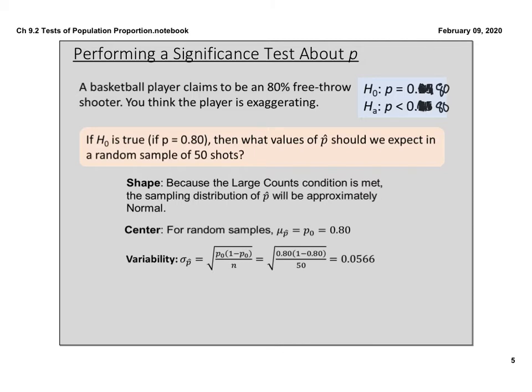This is just an example. It says a basketball player claims to be an 80% free throw shooter. You think the player is exaggerating. So here's your null and your alternative. I apologize, they had the wrong value there.